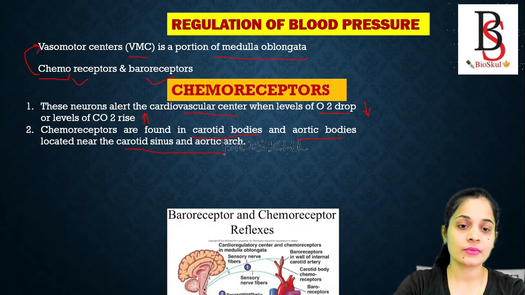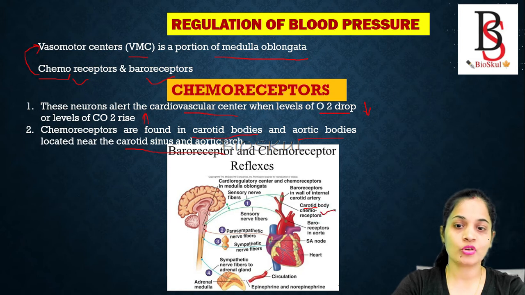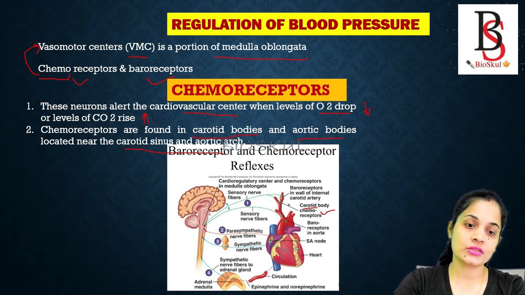Okay, we will see. See over here, carotid body. This one is the aorta, which is branched. Okay, and here there is the presence of the carotid bodies, chemoreceptors. So here, this one is the carotid body, chemoreceptors are present.